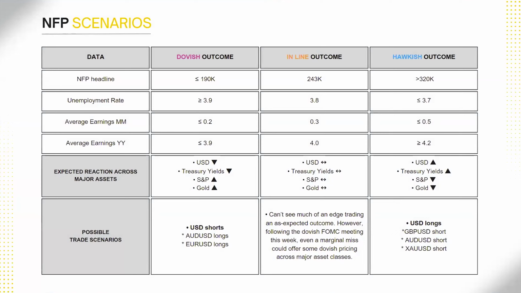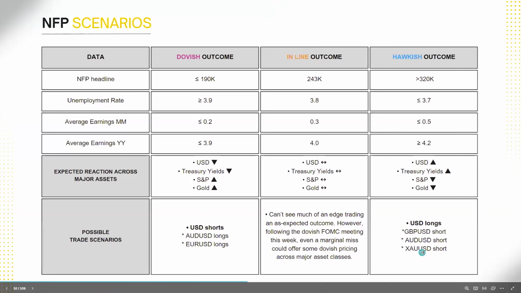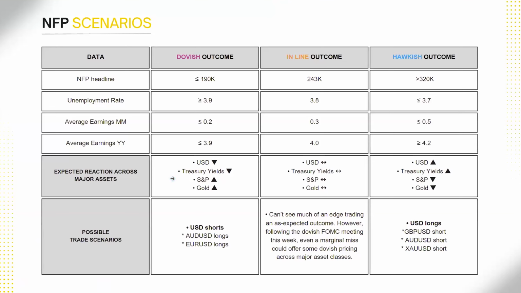And it also has the numbers that we looked at for the ideal miss. We looked at what type of reactions we were expecting from various major asset classes. And in terms of asset selection, our choice for trading a miss would have been either a long in the Aussie dollar or the euro dollar. And in terms of a hawkish outcome, we would have been looking for pound dollar short, Aussie dollar short, gold short. Again, I'm not going to go through why. As always, it's going to be based on the fundamental, the sentiment, and positioning reasons at that time.